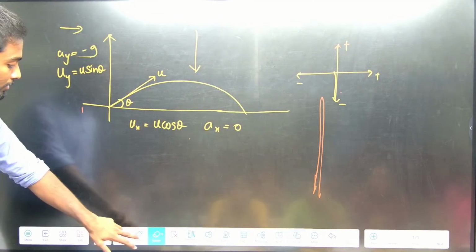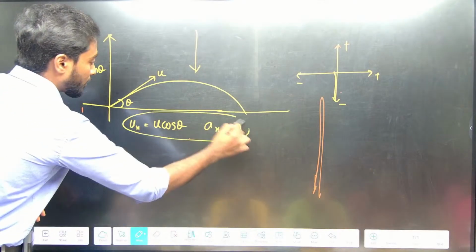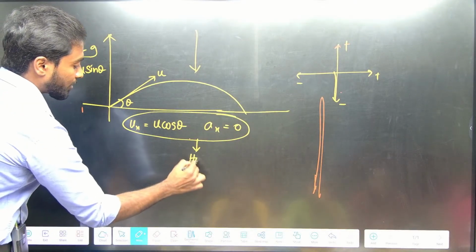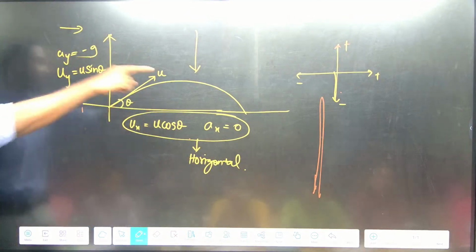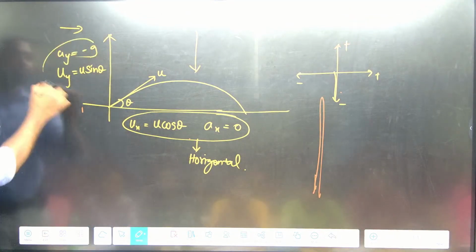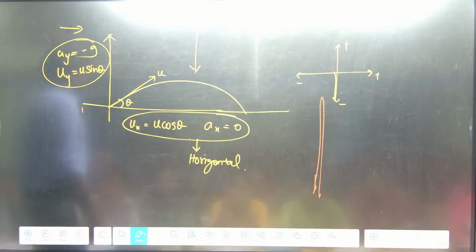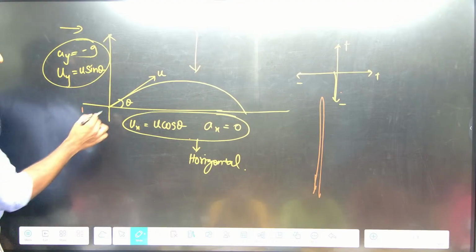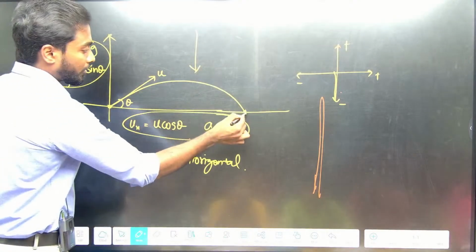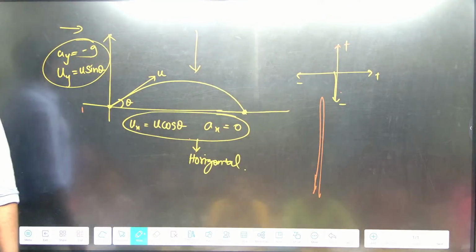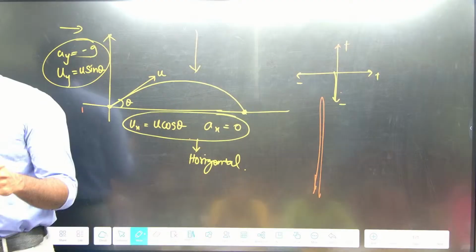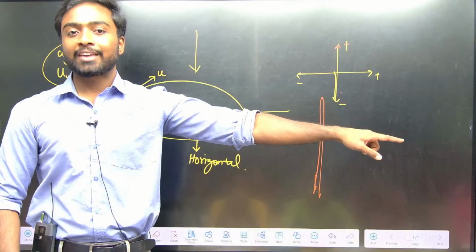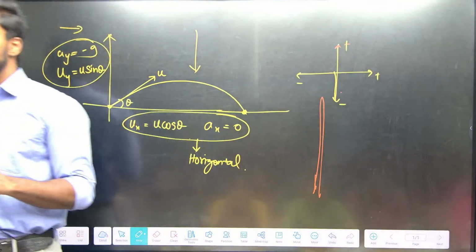So, this component is my horizontal component. This horizontal, no, x axis. This component is the vertical, and from this point to this point is called the range. The distance travelled between the initial point and the final point in the x axis is called the range.